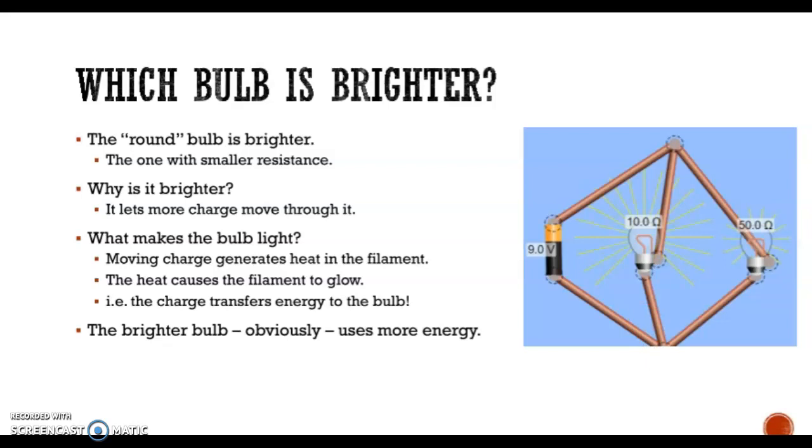Now the bulb lights because there is charge moving through the filament, and that moving charge generates heat. So there's energy transferring into that filament in the form of heat, and then out of that filament again as light. So the heat causes the filament to glow. What we have happening here in the bulb is a transfer of energy. And obviously, if it lets out more light, if it's brighter, it's using more energy than the one that is not as bright.